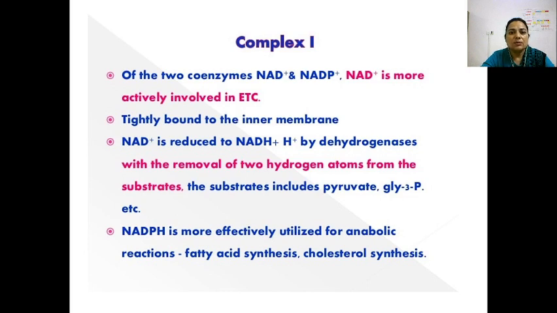Now, explanation of complex 1. Of the 2 coenzymes NAD and NADP, NAD is more actively involved in the electron transport chain. Tightly bound to the inner membrane, NAD is reduced to NADH and H plus by hydrogen dehydrogenases with the removal of 2 hydrogen atoms from the substrates. The substrates include pyruvate, glycerol 3-phosphate. NADPH is more efficiently utilized for anabolic reactions, fatty acid synthesis and cholesterol synthesis.